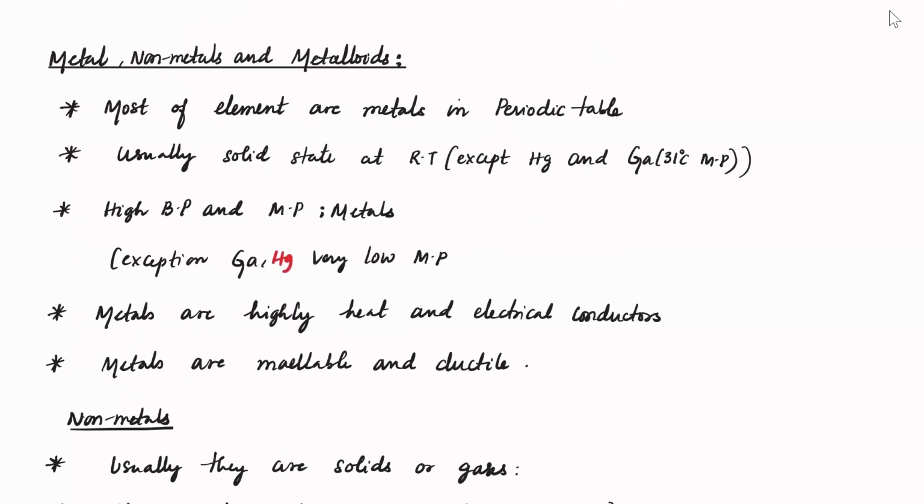Now, coming to the other important terms: metals, non-metals, and metalloids. Most of the elements in the periodic table are metals, and usually they are solid at room temperature except for mercury and gallium. Gallium's melting point is only 31 degrees. Mercury is even lower, around minus 39 degrees. Next, high boiling point and high melting point are observed in the case of metals, except for gallium and mercury, which have a low melting point. Of course, they will have a higher boiling point but a lower melting point. Got it?